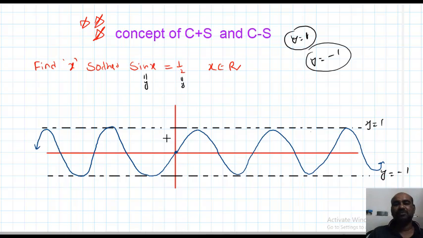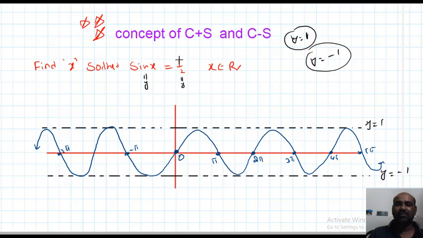So identification of these points is important. 0. This is pi. Already explained, no? Sin x equal 0 means x equal n pi. This is 2 pi. This is 3 pi. This is 4 pi. This is 5 pi. This is minus pi. This is minus 2 pi. Okay. Next, the y equals sin x graph is completed.